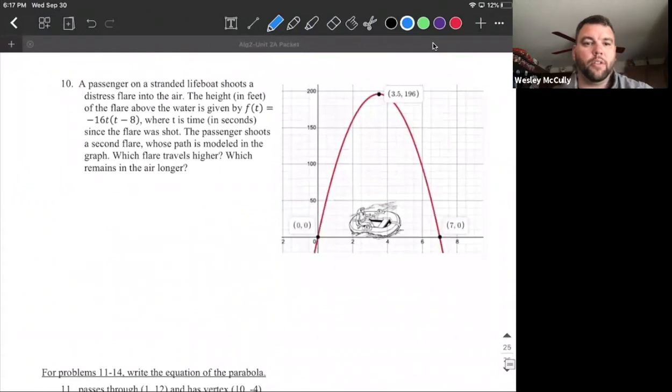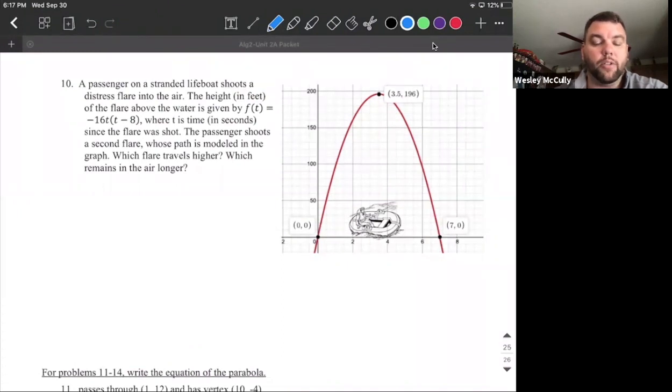Okay, moving on to the word problem. It says that a passenger on a stranded lifeboat shoots a distress flare into the air. The height in feet of the flare above the water is given by f of t equals -16t times (t - 8), where t is the time in seconds since the flare was shot. The passenger shoots a second flare whose path is modeled by the graph. Which flare travels higher? Which remains in the air longer?